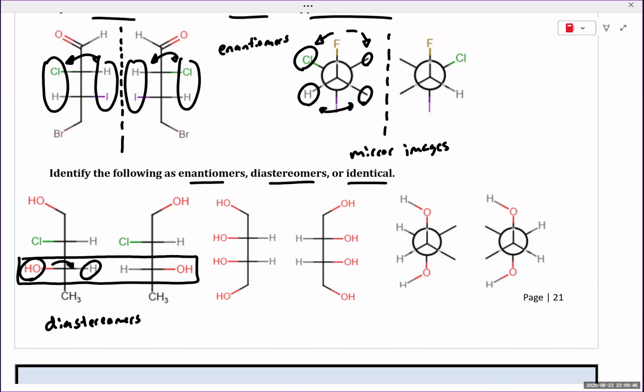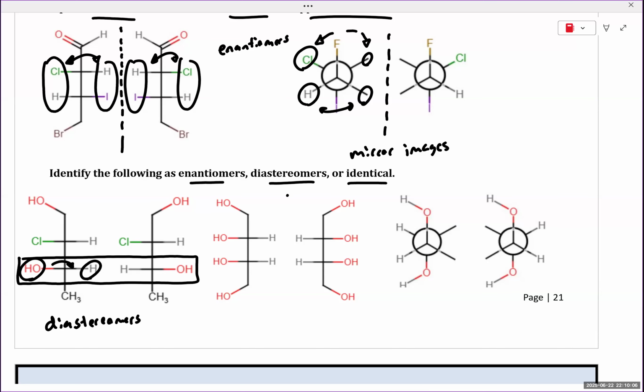With that example in mind, I'd like you to try and tackle these next two problems and tell me whether these are enantiomers, diastereomers, or identical compounds. So pause the video, work through these examples, and then we'll discuss.